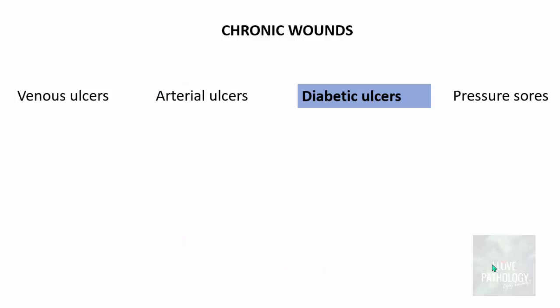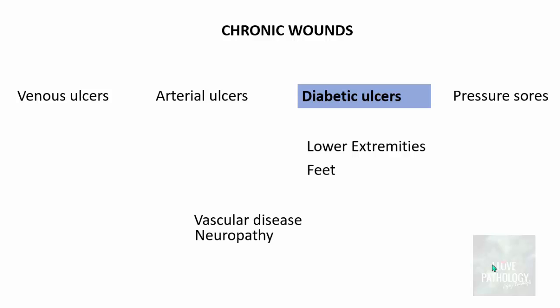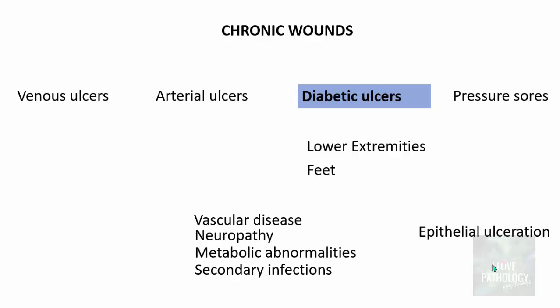So now moving on to diabetic ulcers. These ulcers are seen in the lower extremities, particularly in the feet. A number of factors play a role in the evolution of diabetic ulcers. In diabetic patients, these patients will have vascular diseases, neuropathy, and metabolic abnormalities, and they are more prone to development of secondary infections. All these things finally lead to epithelial ulceration and excessive granulation tissue. The wounds in diabetic ulcers do not heal properly, and then they remain as chronic wounds.